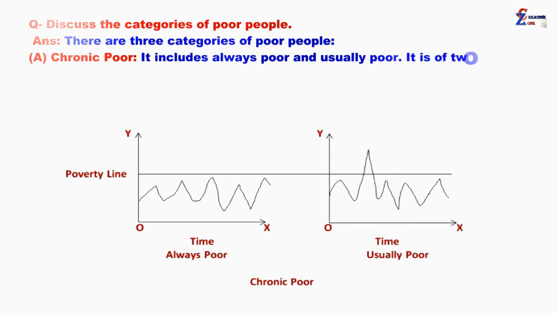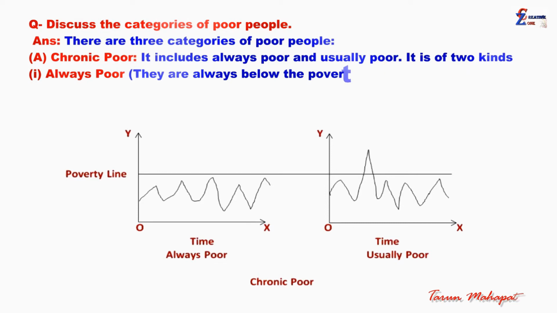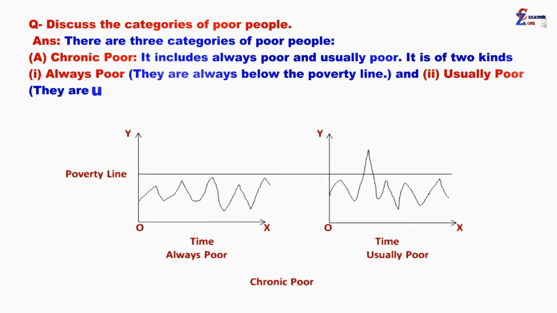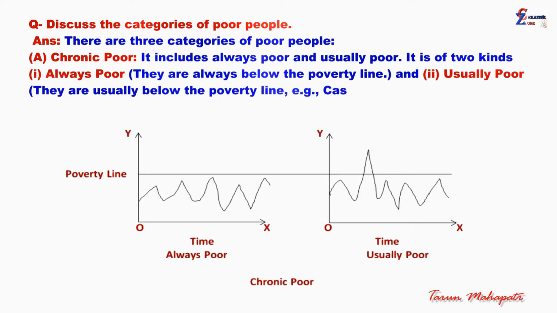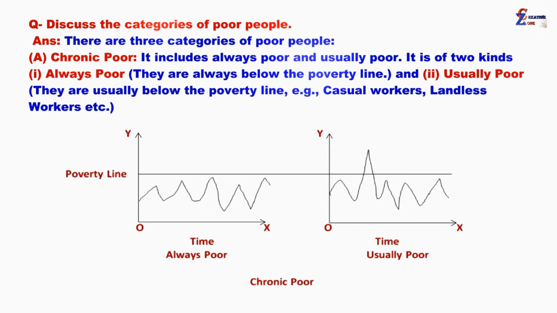Now in the graph you can see the first panel. There it is mentioned OX-axis is time and OY-axis is poverty line. Suppose the poverty line is taken as rupees 1500. The person's income is throughout the time period below 1500. So this is what always poor. But in the second panel you can see usually poor. These are the people whose income is most of the time below the poverty line, but sometimes it is above the poverty line. So this is considered usually poor.